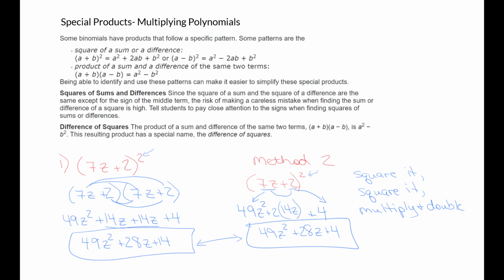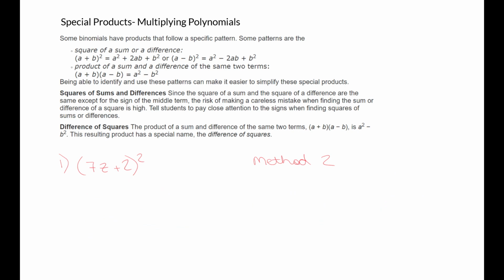Now normally the multiply and double I just do in my head, so I would go 7z times 2 is 14z, times 2 is 28z. So this step right here, especially this part, I normally don't write. I just go straight to the answer. And that, again, is only when you have a square of a sum.